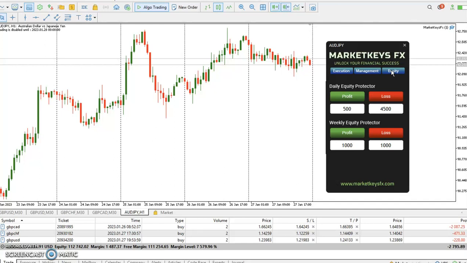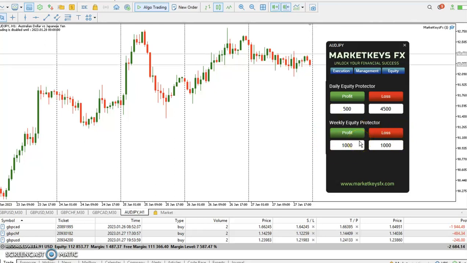So for example, if your profit target for the day is $500, once you hit $500 or more, it prevents you from trading until the next day. If your loss is $500 for the day, once you hit this number or more, then it stops you from trading. Okay? Same thing for your weekly equity protector.